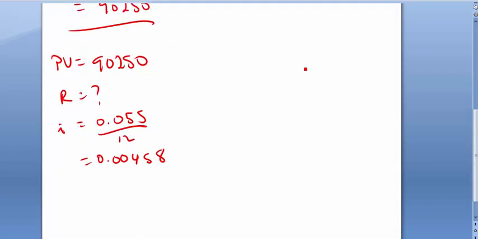But that's all right. And the last thing is n, the number of payments. So it's the number of years, and for a typical mortgage we're saying 25 years, times the number of compounding periods per year, which is 12. So 25 times 12 is 300.